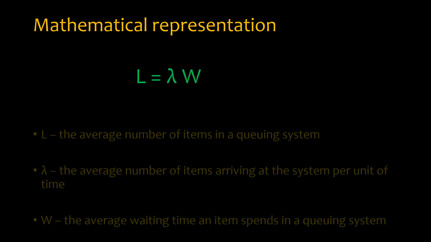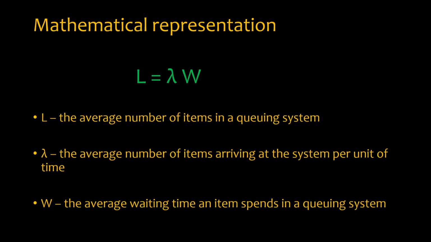Now, what is the mathematical representation of Little's law? Mathematically, it is written as L = λ × W. What do these letters represent? L is the average number of items in a queuing system, whereas λ (lambda) is the average number of items arriving at the system per unit time, and W represents the average waiting time spent by an item in that queuing system.